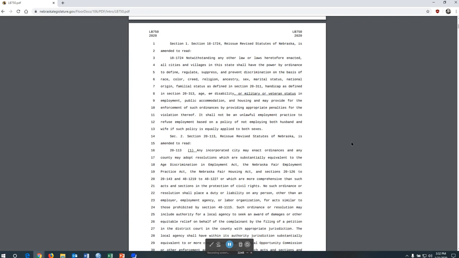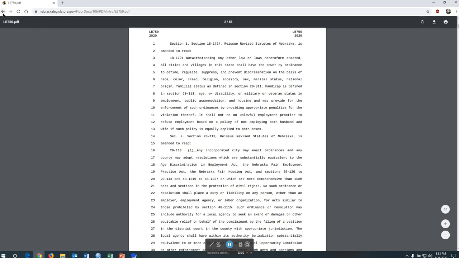Notwithstanding any other law or laws heretofore enacted, all cities and villages in the state shall have the power by ordinance to define, regulate, suppress, and prevent discrimination on the basis of race, color, creed, religion, ancestry, sex, marital status, national origin, familial status, handicap as defined, and so this underlined part in line 8 is really what Senator Blood added to the Nebraska law 18-1724, or military veteran status. So what does this bill do? It adds military or veteran status as essentially a protected category under this non-discrimination law. So you can kind of get the point of where she's going with this.